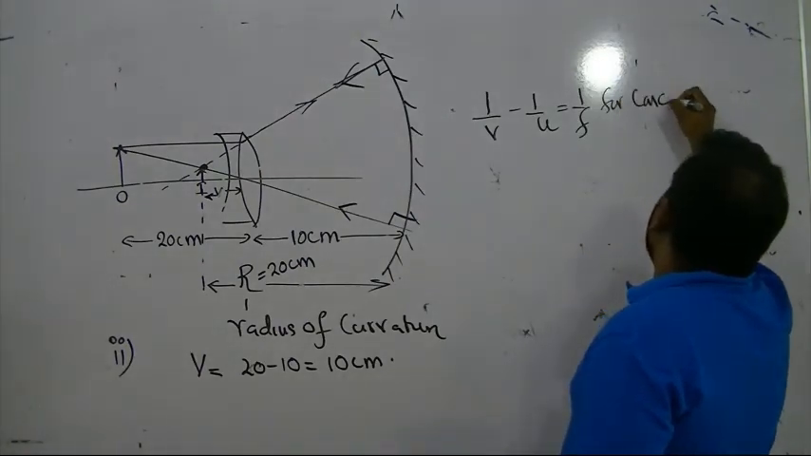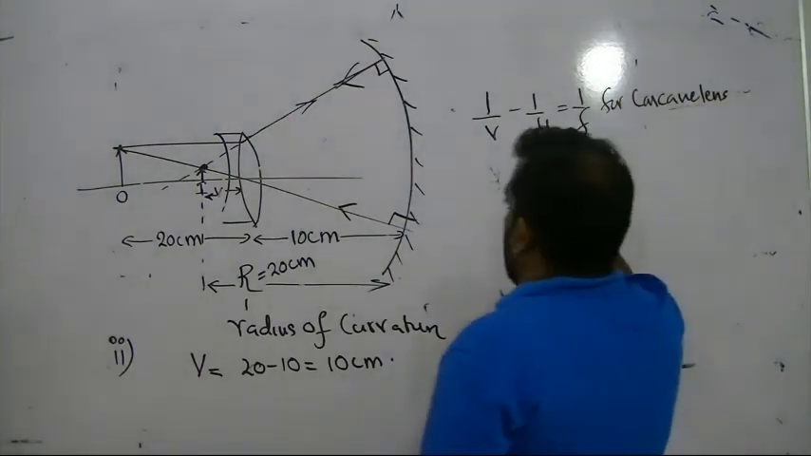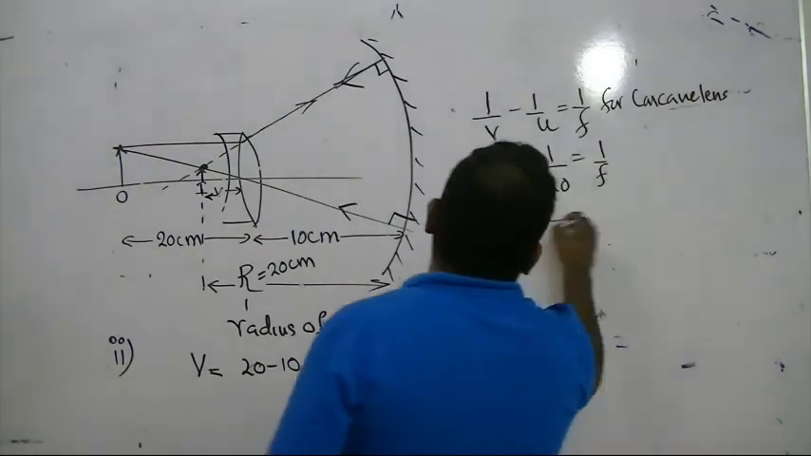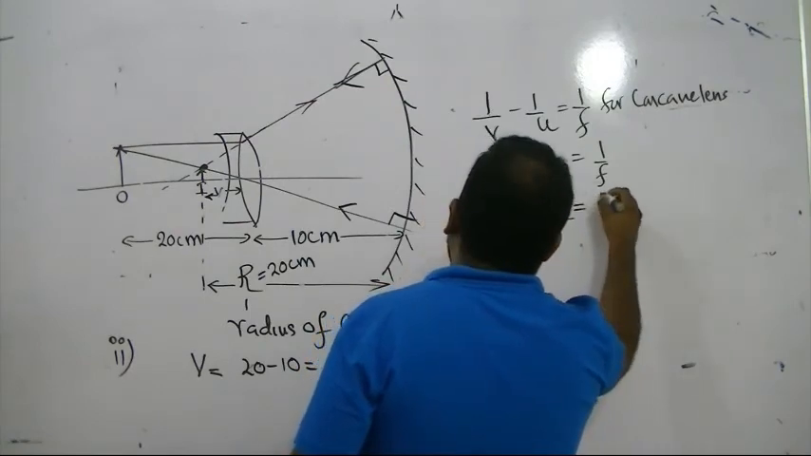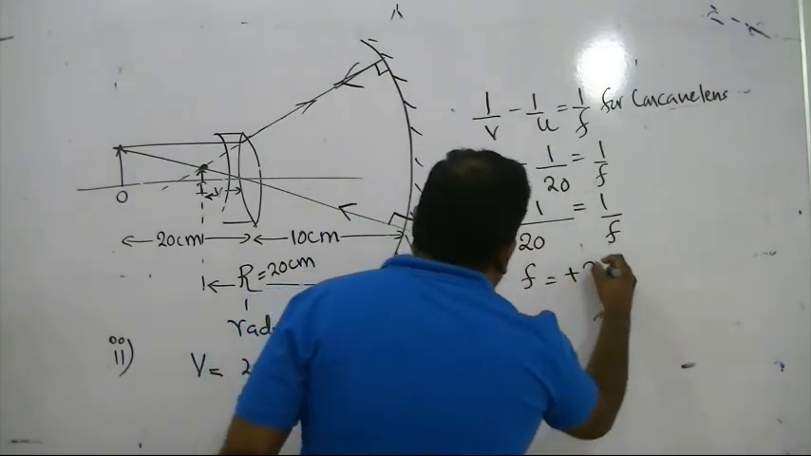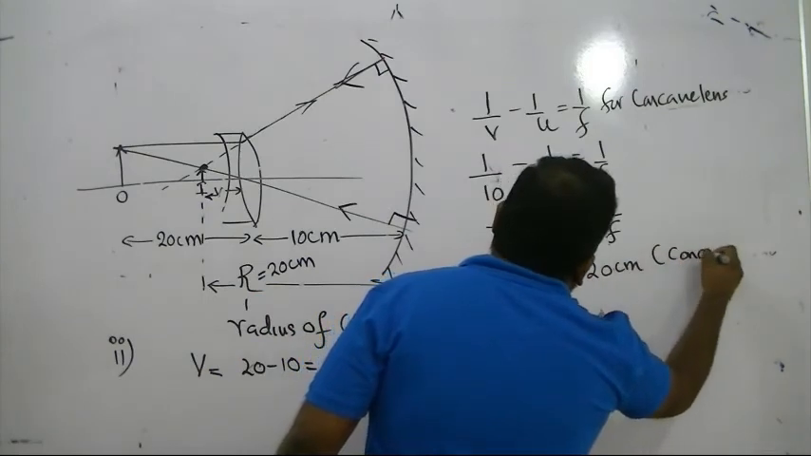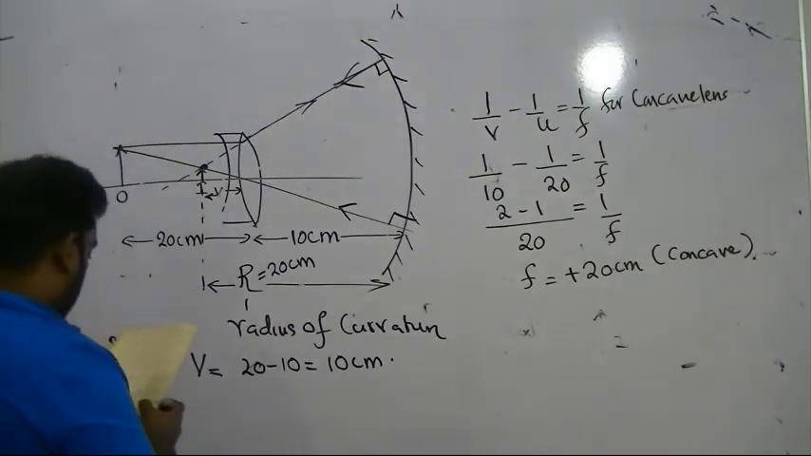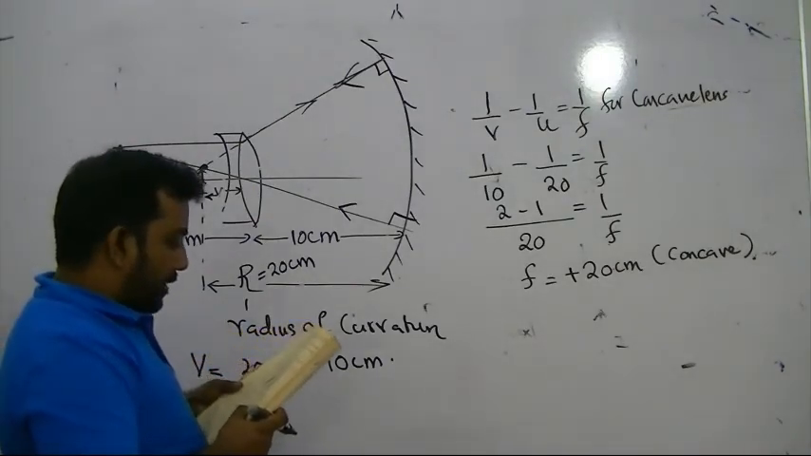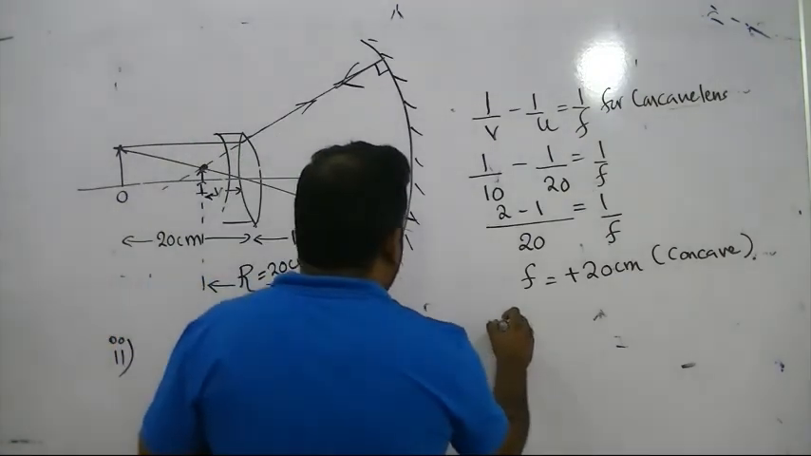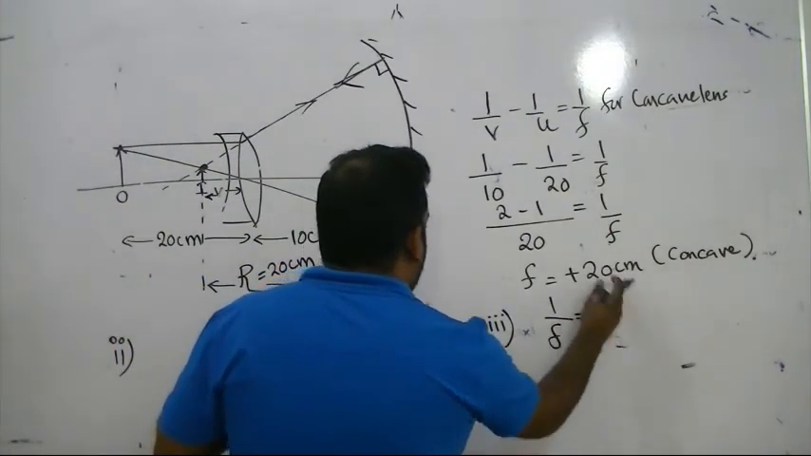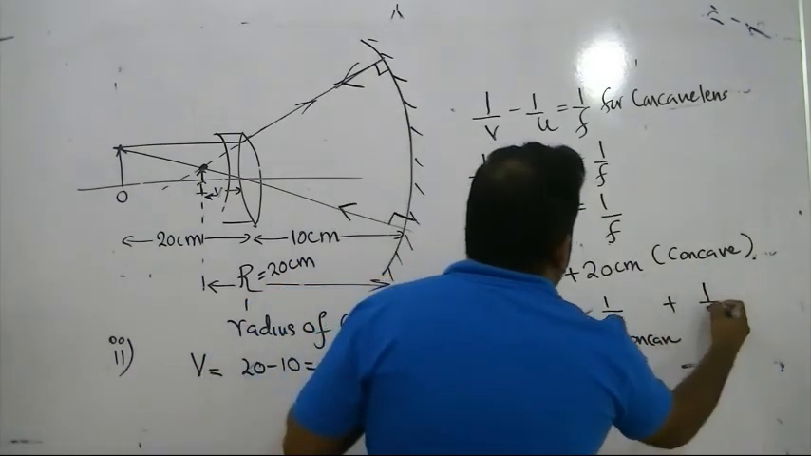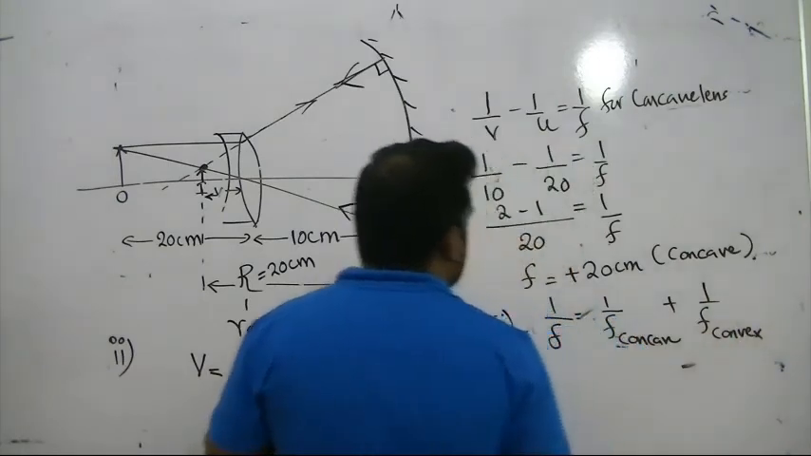For the concave lens, object is 20, image is on the same side. Focal length we don't know. Common denominator 20, 2 minus 1, f. f is equal to plus 20 centimeters. That's for the concave lens combination. Okay? Right. If the focal length of the convex lens is 20, what's the focal length of the concave lens? Effective focal length is the focal length of concave plus the focal length of convex.